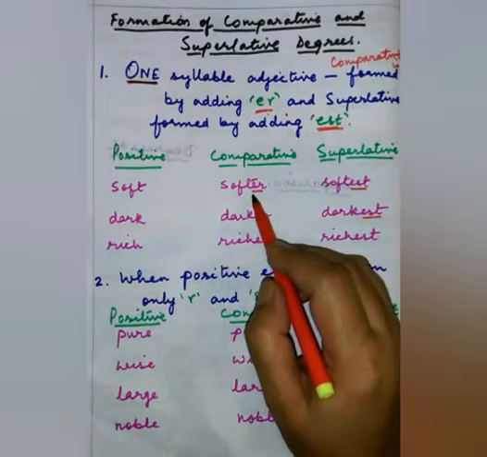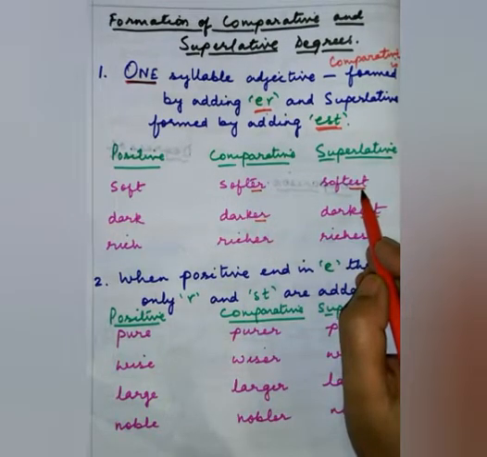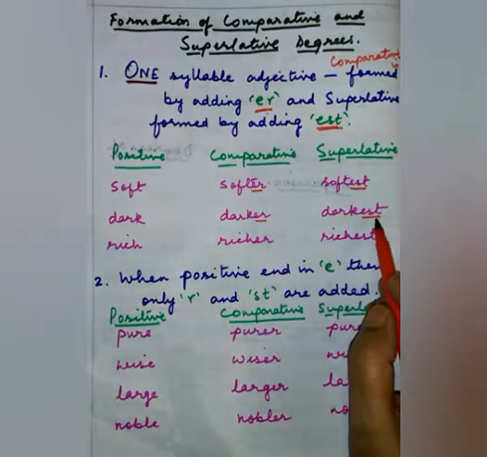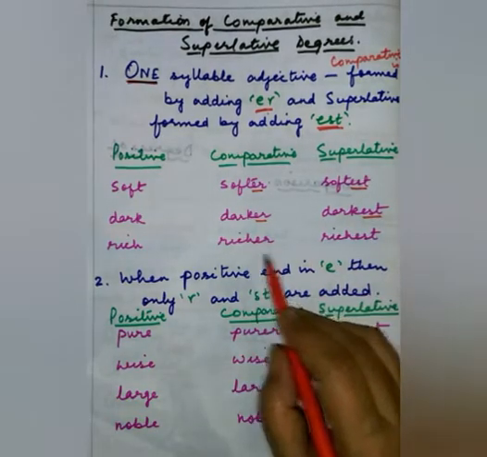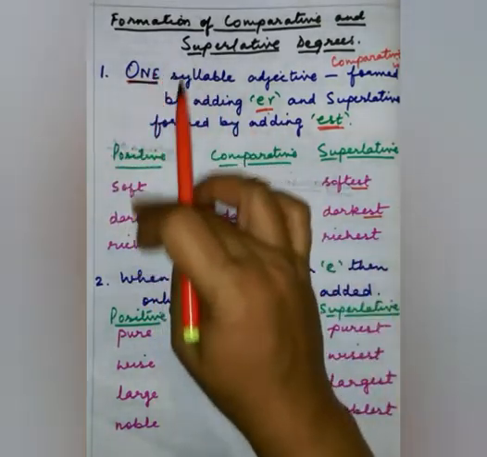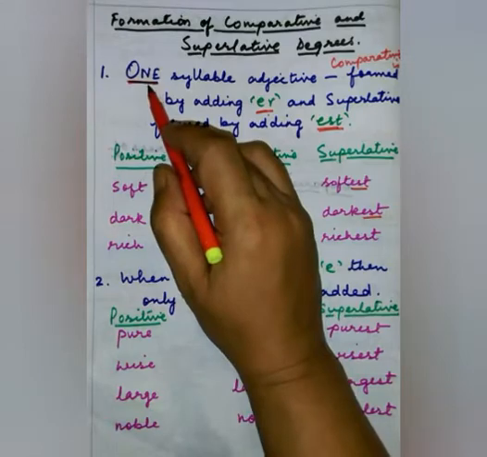But this becomes softer. This becomes 2 syllables. Softest. This becomes 2 syllables. Darker, 2 syllables. Darkest, 2 syllables. Richer, 2 syllables. Richest, 2 syllables. But the mother word, the main word, is single syllable, or we call it one syllable.